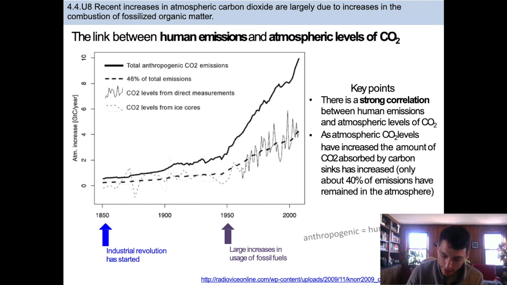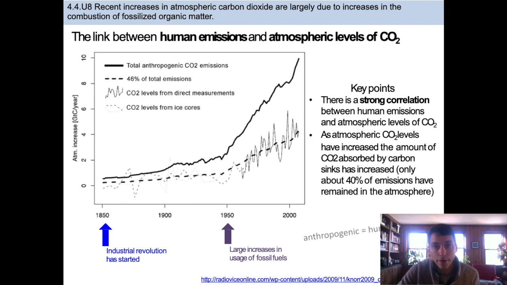The solid lines that we get over here in this region are CO2 levels from direct measurements, and the dashed lines that we see over here are CO2 levels from ice cores. You can see the ice core data is a little bit more general, whereas with the direct measurements, of course, if we're directly measuring, we can measure every single day, and so you're going to get a spikier line.